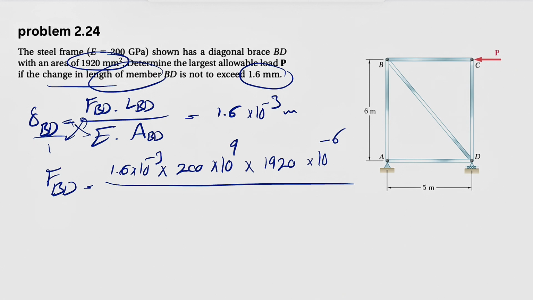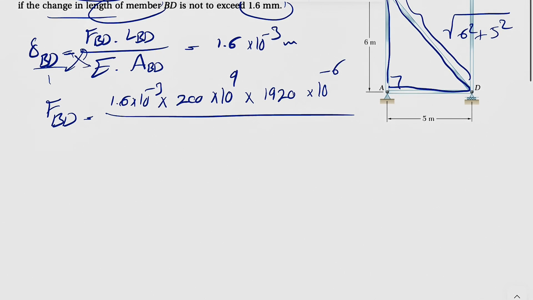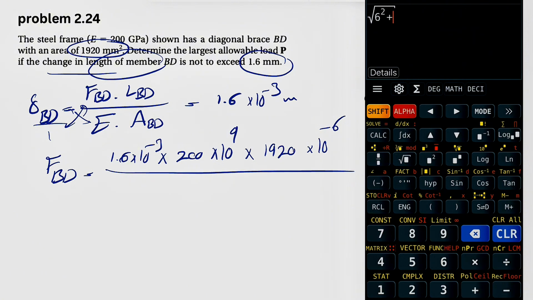And here we need the length of the BD, which is not that hard to find. We have a right triangle in here, and we basically are looking for the hypotenuse, which based on the Pythagorean theorem would be the square root of 6 squared plus 5 squared. So let's just calculate that and put it in the denominator. So the square root of 6 squared plus 5 squared, that's going to be 7.81.